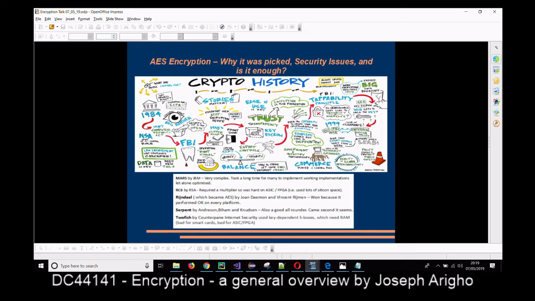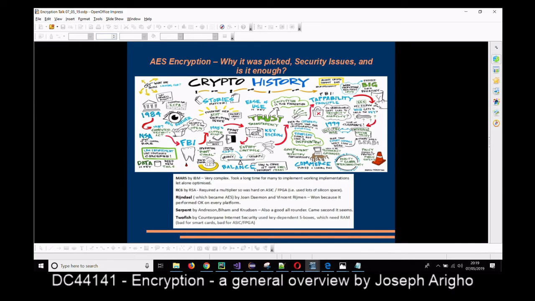It's hard on ASIC and FPGA, which means it basically uses a lot of silicon space. And it's the same problem with Twofish with these S boxes that they chose. And so basically Rijndael, which is AES now, only won because it's not the best at anything. For example, RC6 outperforms it on all Windows-based products, but it's the best on all platforms as well.